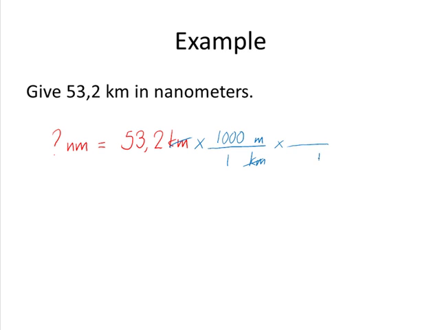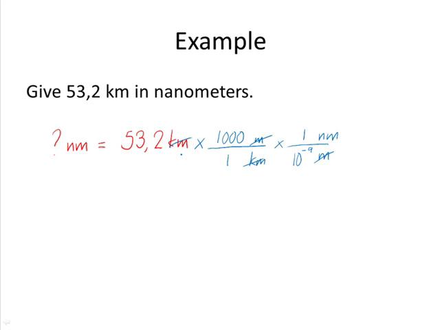This one has meters at the bottom so we can get rid of meters and nanometers at the top so that we eventually do end up with what we were asked to find. We know that 1 nanometer is 10 to the power minus 9 meters. If you've forgotten that, you need to rewind the movie a bit.